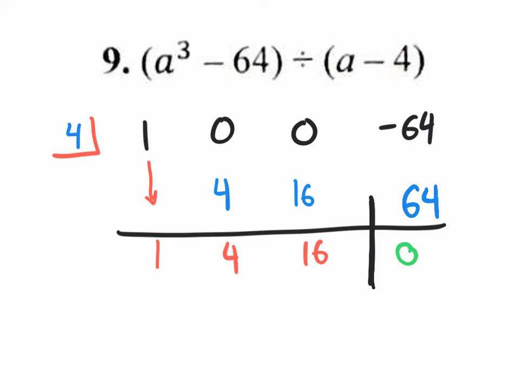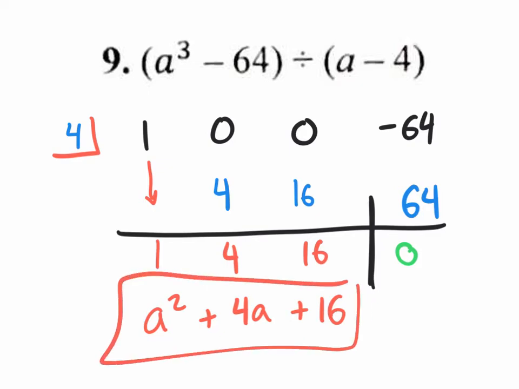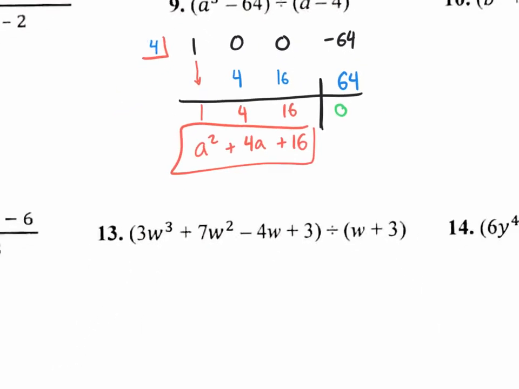Cool. So what's my answer going to be? If I started with an a to the third, you're going to start with the a to the second. So you have 1a to the second plus 4a plus 16, and then there is no remainder, so you don't have to worry about it. Now, if I would have had a 1 right here as a remainder, it'd be plus 1 over a minus 4 at the very end. But we don't have a remainder, so we are done. There's your answer. What do you think? It's starting to get easier if you're following along.